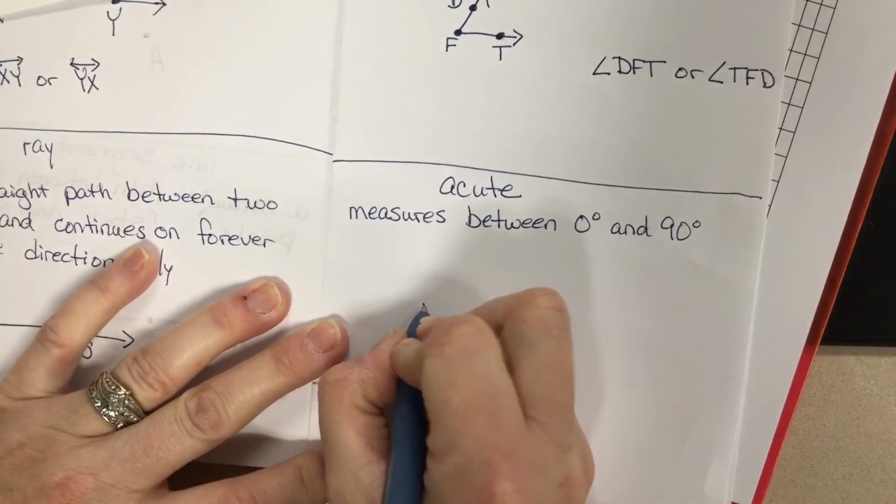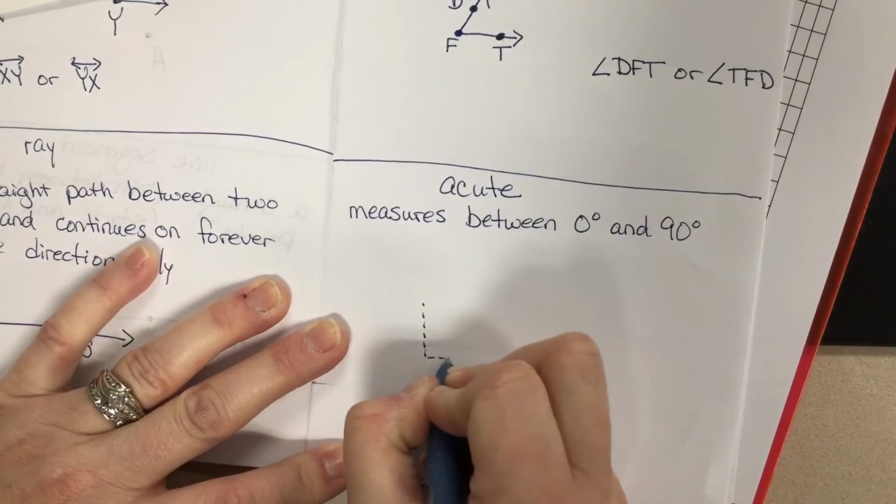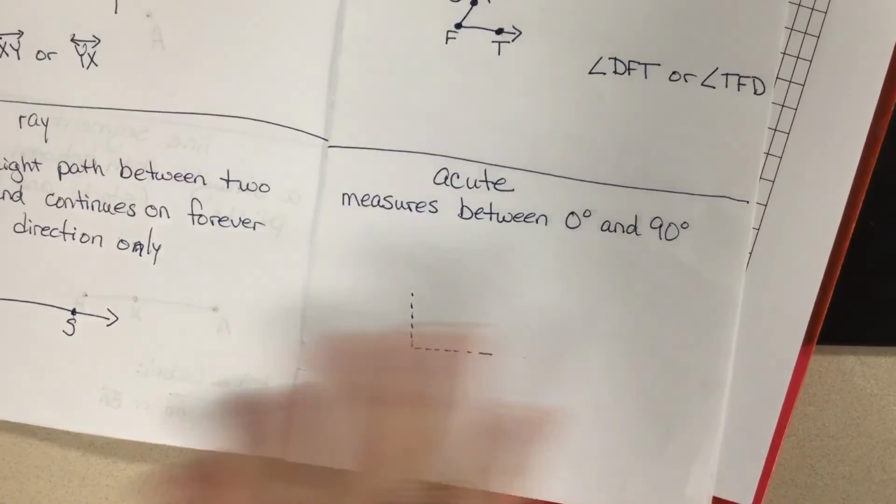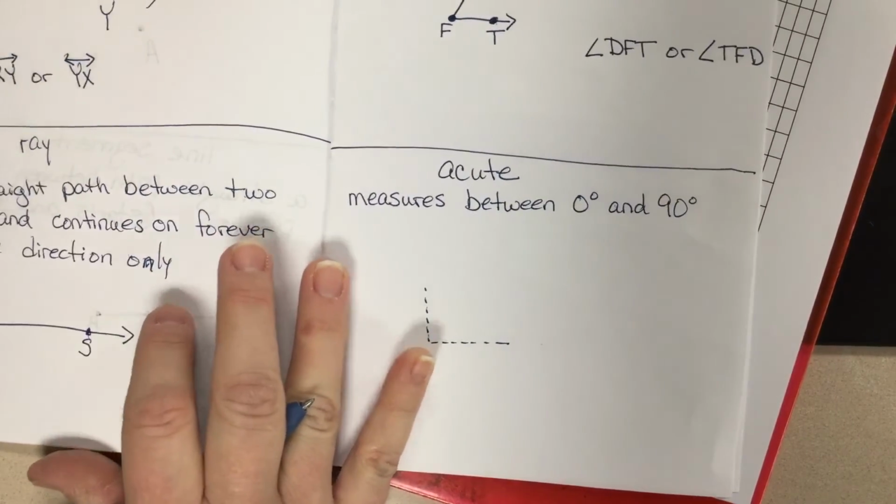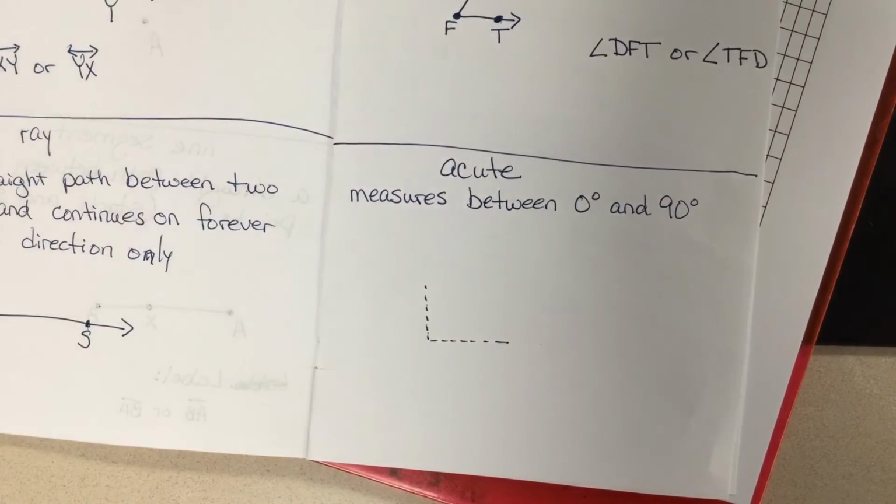So we have an angle. We're going to talk about that one next. It's called a right angle. That is a perfect corner. Makes a perfect corner, like when the wall meets the floor.